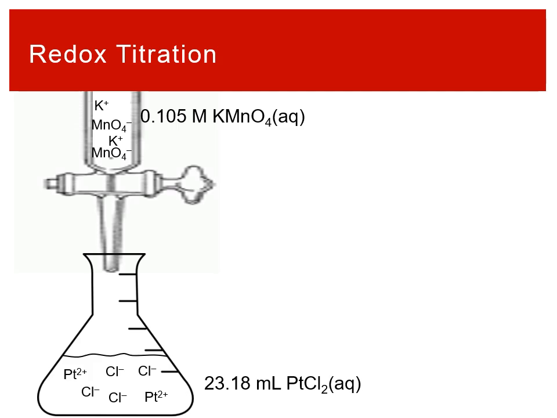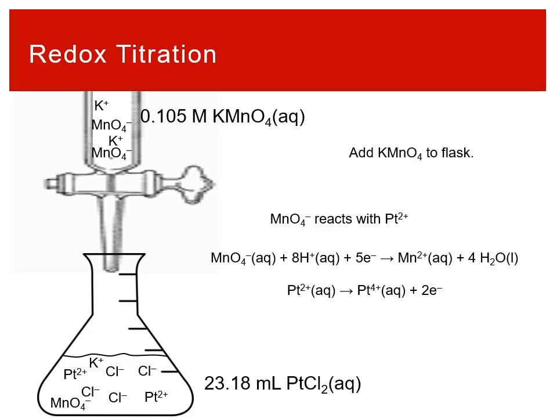All right, so set up. Time to start adding my KMnO4 to the flask. So just put some in, the ions stay separated, and now they're going to react. The whole point of the MnO4 minus was to be an oxidizing agent to oxidize that platinum. And so we can look up the half reactions for each of these and balance them. I'm just going to say that the MnO4 minus I know is going to become Mn2 plus, and the platinum 2 plus is going to become platinum 4.